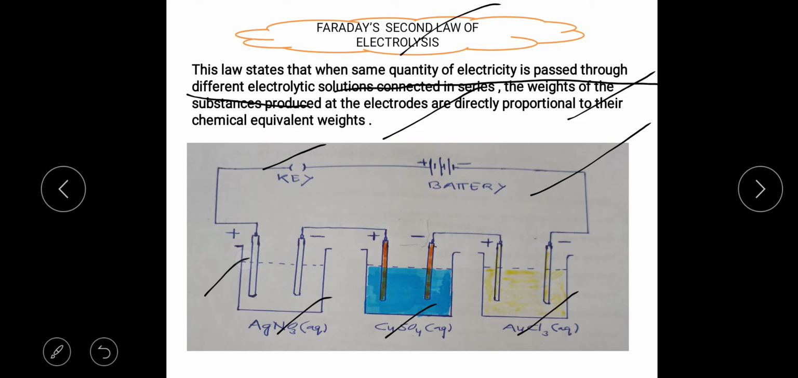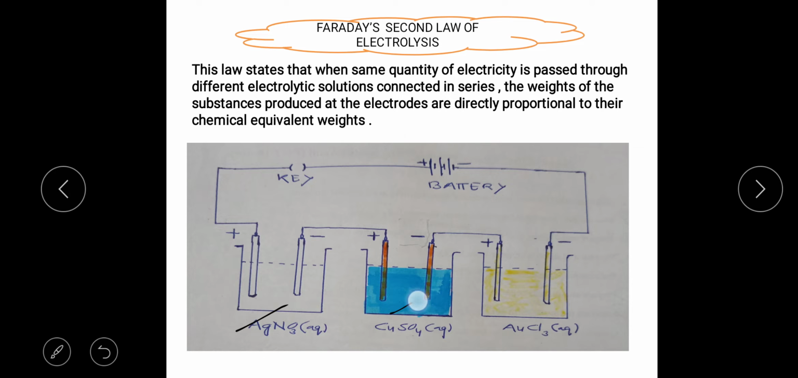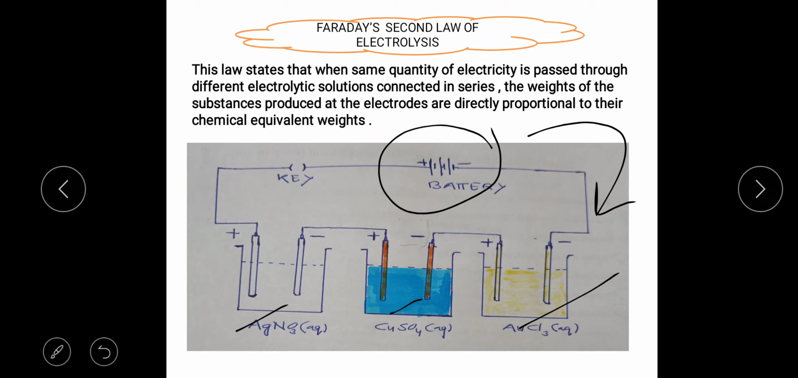So we have three voltammeters here. This voltammeter contains silver nitrate solution with silver electrodes dipped in it. This contains copper sulfate solution with copper electrodes dipped in it. And this voltammeter contains gold chloride solution with gold electrodes dipped in it. These three voltammeters are connected in series. So here we have three electrolytes connected in series. Right? So when you pass electric current through them, the same amount of current will flow, or the same amount of charge or electricity will flow through these.